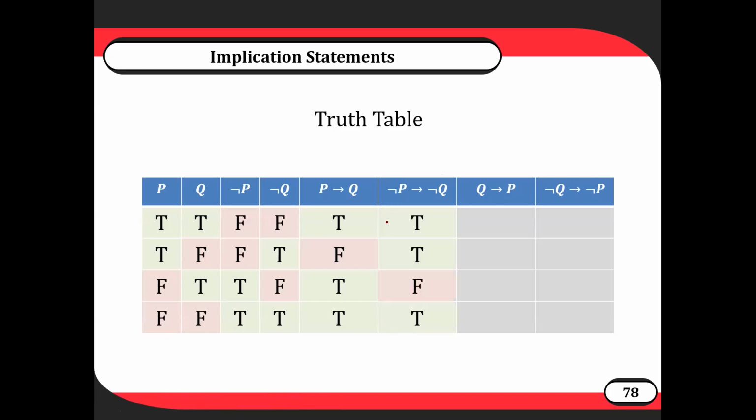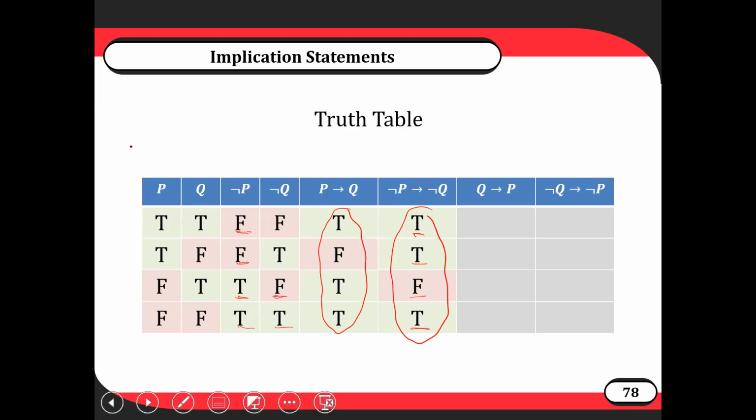So not P implies not Q. Well, if not P is false, then of course these are true, and if they're both true, then that's true. But if not P is true and not Q is false, then this must be false. So we can see that this column and this column are not the same, since the F is in a different location. So these two expressions are not logically equivalent. So for an implication, the inverse is not the same as the implication itself.